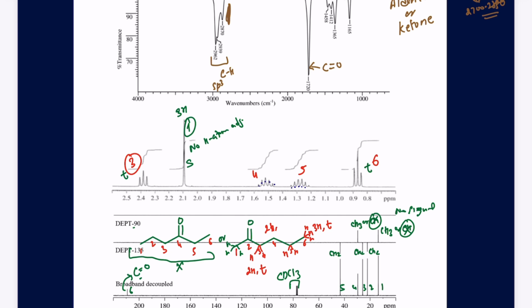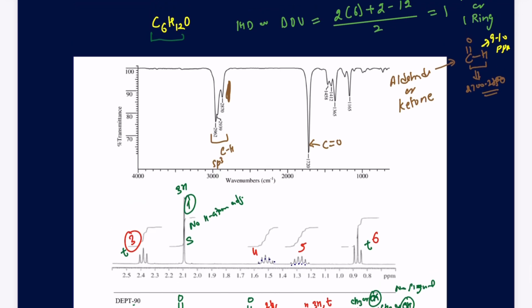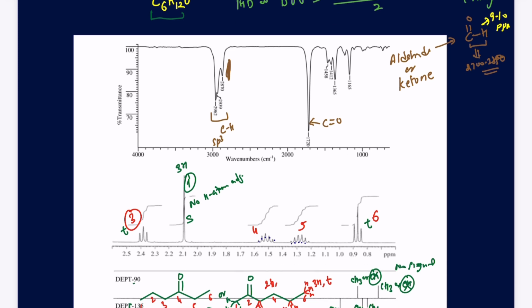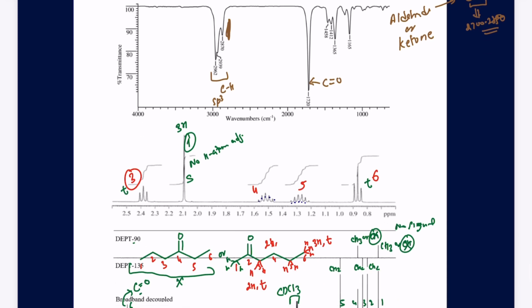So sometimes, as you can see here, how you want to approach this is to start with finding the DOU, finding whether you're going to have a pi bond or ring, or how many pi bonds and how many ring possibilities. From the IR, figure out what functional groups you have. And then you start narrowing down by looking at the proton NMR and the carbon NMR. If you're given the carbon NMR, I would probably look at the carbon NMR first because that would tell you how many distinct types of carbons you're going to have.